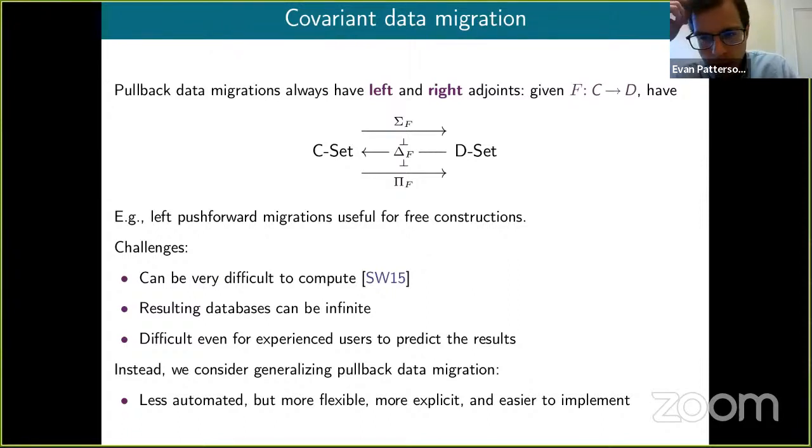And so for a combination of these reasons, in this talk, I'm going to consider a different approach, which is rather than looking at the adjoints to the pullback, instead we're going to stick with this contravariant form of data migration, but we're going to try to boost its expressivity. And so the result of this is that the system that I describe here is less automated in a sense. It's less magic, but it's also more explicit, and it's easier to understand. And as far as I'm concerned, it's also easier to implement.